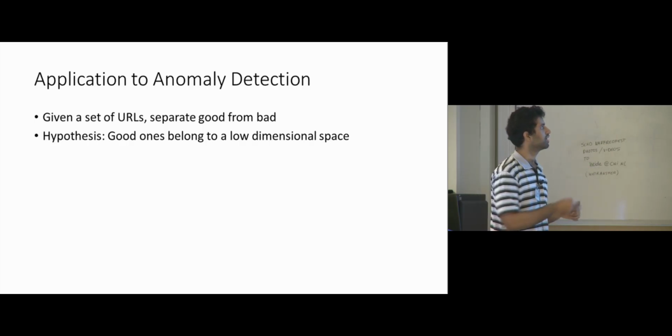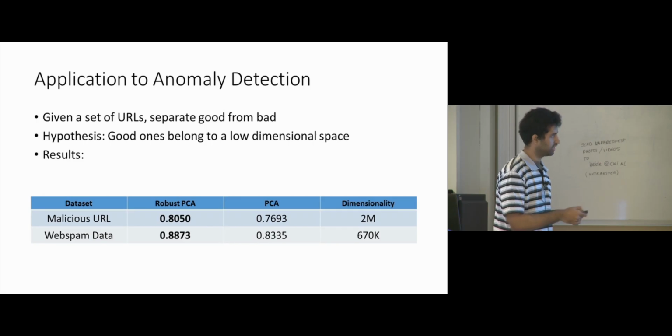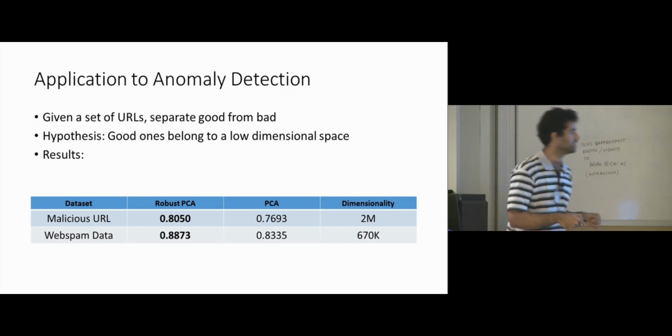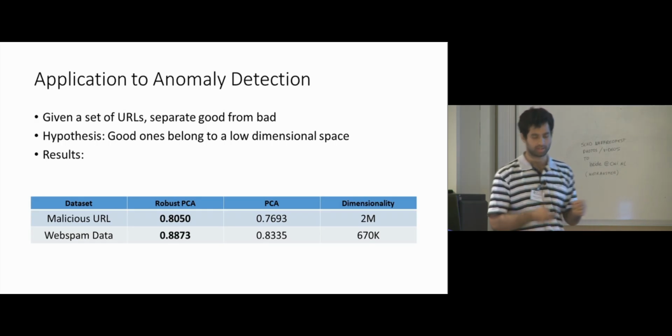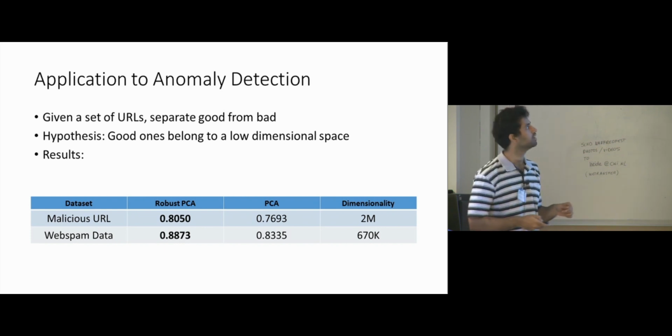So we compare our algorithm to PCA. As you can see, we achieve a 3% improvement in performance here and a 5% here. And these are pretty high dimensional data sets, so previous state-of-the-art algorithms are not going to run on these.